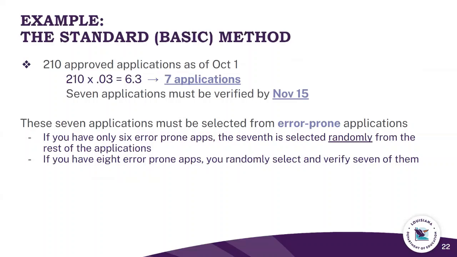210 applications, and we need 3% of them. So 210 times 0.03 is 6.3. Rounded up, they need to look at 7 applications. They must be verified by November 15th, and these 7 applications must be selected from error-prone applications. If you only have 6 error-prone, the 7th should be selected randomly from the rest of the applications. And if you have more error-prone applications, you randomly select and verify 7 of them.